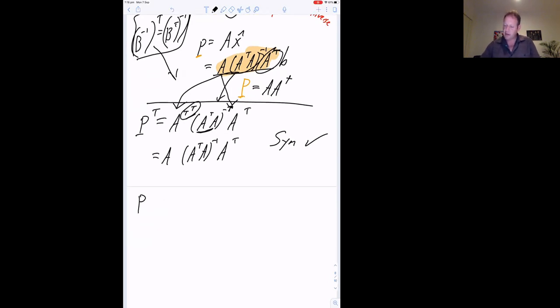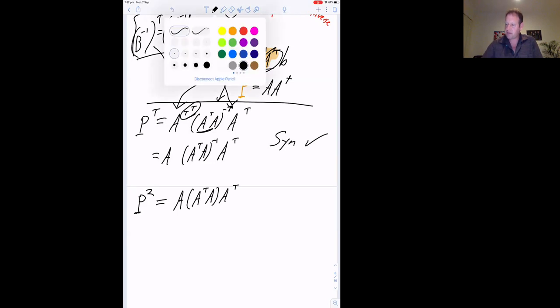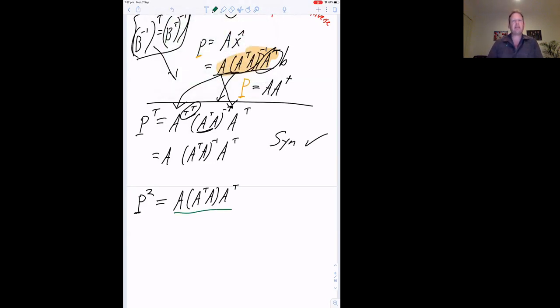Now this one is even more fun. Let's do P squared. You've got to do this by yourself later, and you should enjoy it. It's A times A transposed A inverse times A transposed, times A, A transposed A inverse, A transposed. By the way, in statistics this is called the hat matrix. You are going to do all kinds of stats later on. This is the projection matrix in linear regression, at the heart of least squares and linear regression.